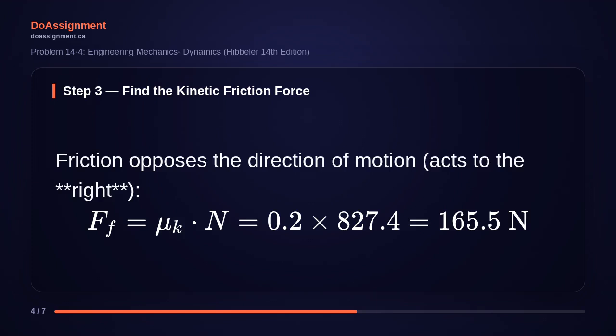The kinetic friction force equals the coefficient of kinetic friction times the normal force. That is 0.2 times 827.4, which equals 165.5 newtons. Friction acts opposite to the direction of motion, so it points to the right.